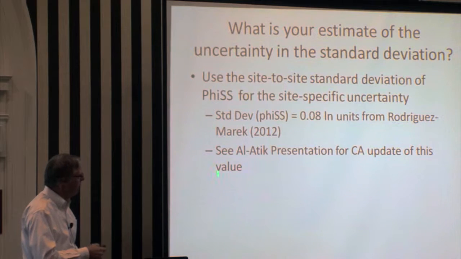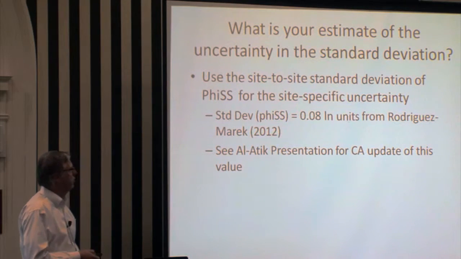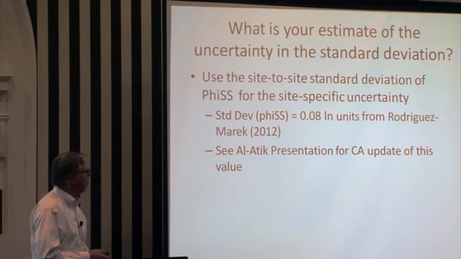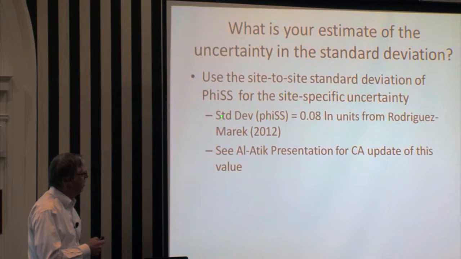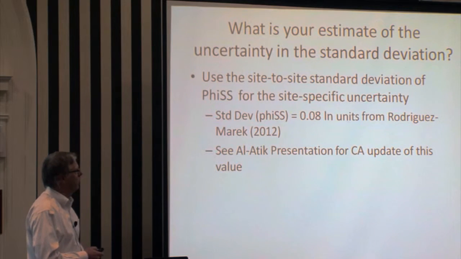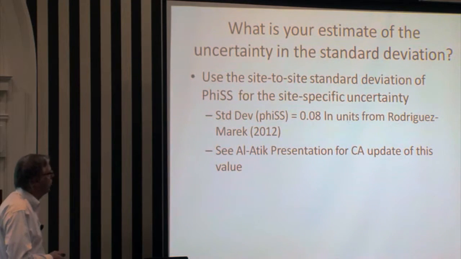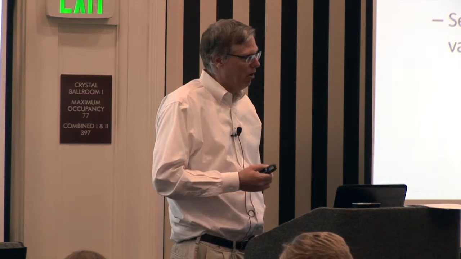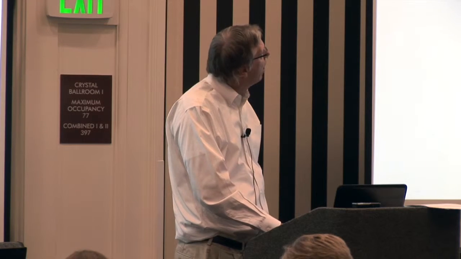Linda's going to be showing an update on this, but Adrian worked on this for the Swiss project, looking at a lot of data from Japan and other areas. The standard deviation of that within-event term is about 0.08 natural log units, and that's what I would still be using here for that model. This then needs to be combined with the tau uncertainty terms. And that's it for me.